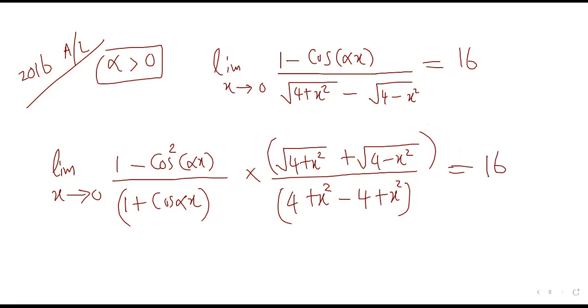I think so. Okay. Anyway, we will do it. Now you take this part. X is going to 0. 1 minus cos squared is sin squared alpha x.